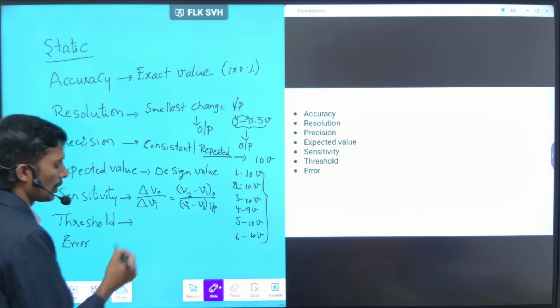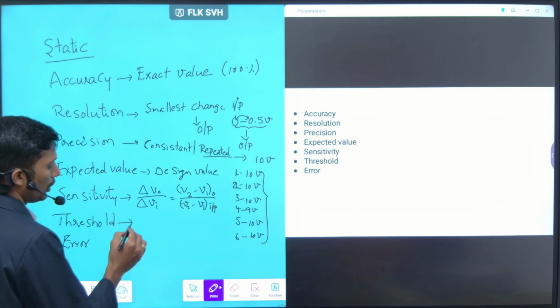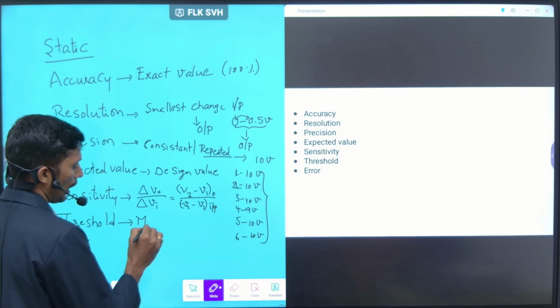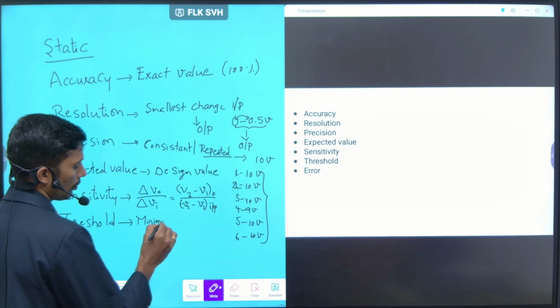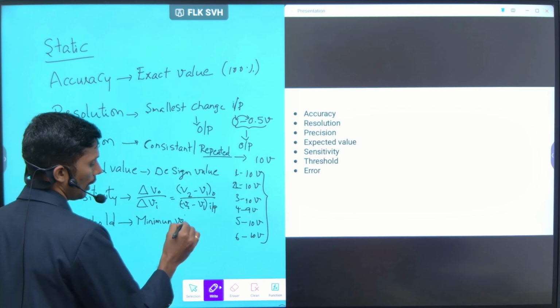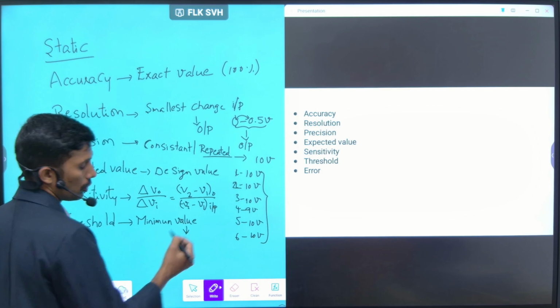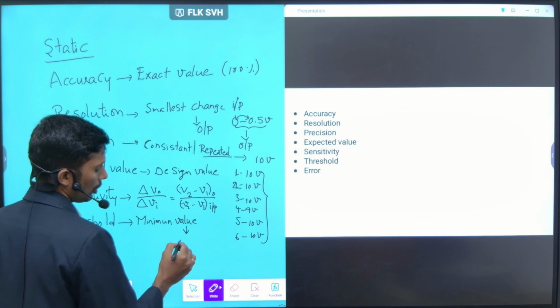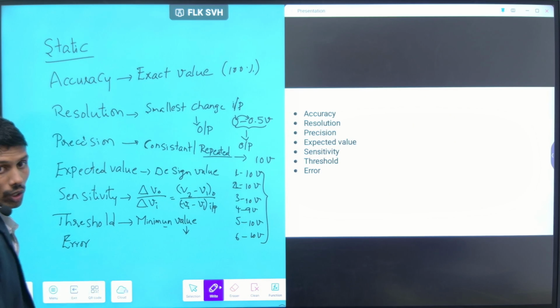Next one is the threshold value. Threshold means whatever the minimum value at which the instrument should start to respond. That is called the threshold value.